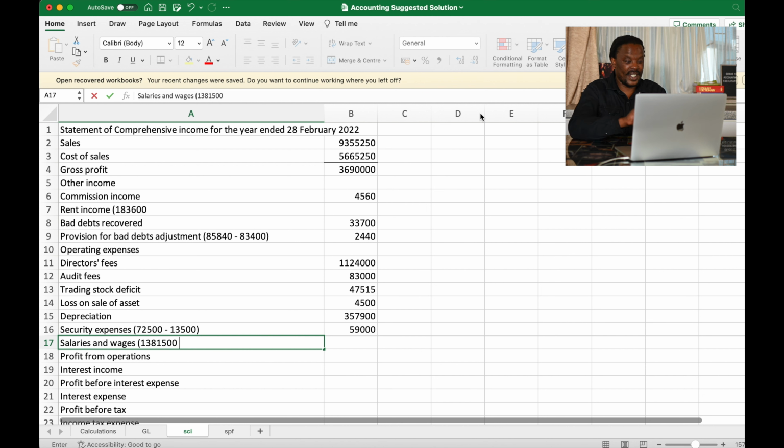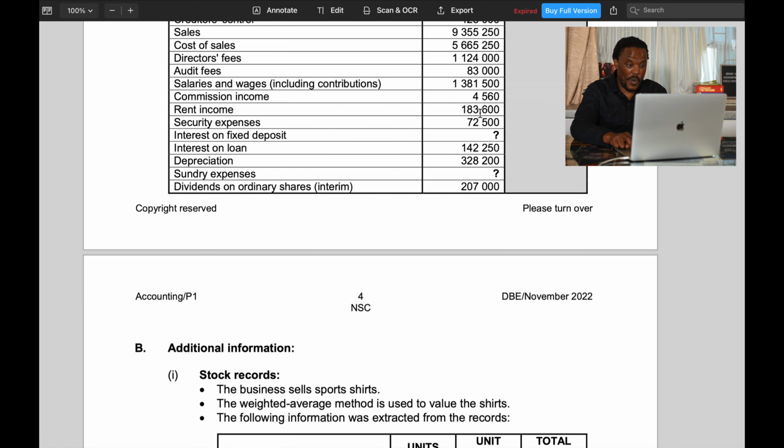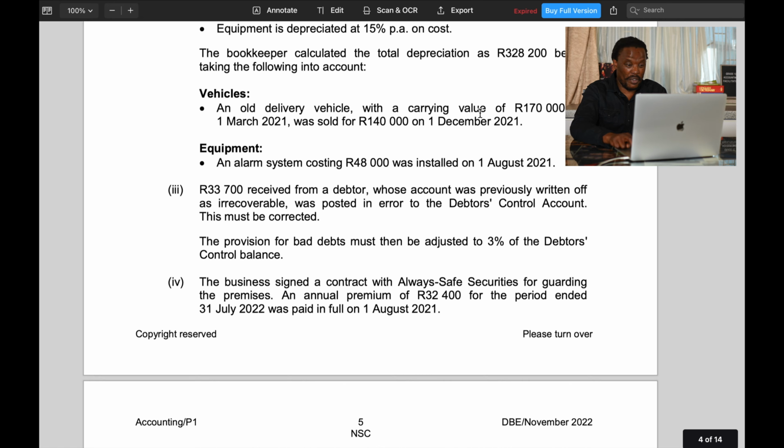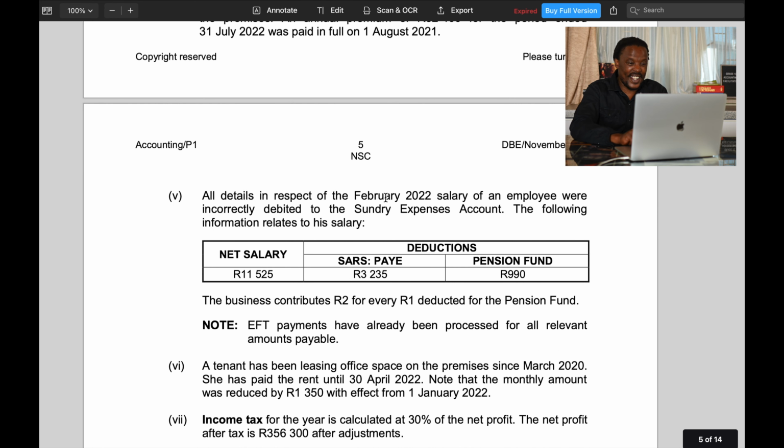And there is this adjustment now, which is Roman figure number 5, which says all details in respect of February 2022 salary of an employee when incorrectly debited to the sundry expenses account. The following information relates to his salary: net salary, deductions. The business contributes R2 for every R1 deducted for the pension fund. Note, EFT payments have already been processed for all relevant amounts payable.